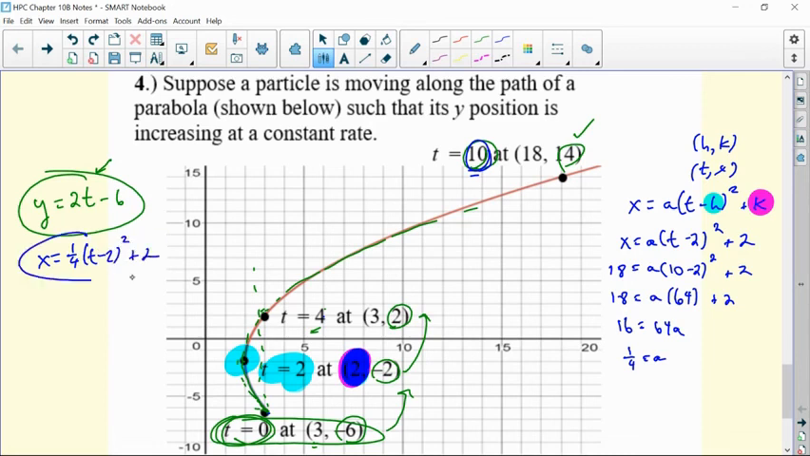And again, let's check another data point. Let's just put in 0 just to make sure that works. Do we get a value of 3? 0 minus 2 is -2. -2 squared is 4. 1/4 of 4 is 1. 1 plus 2 is 3. So here are the parametric equations for this particular path.